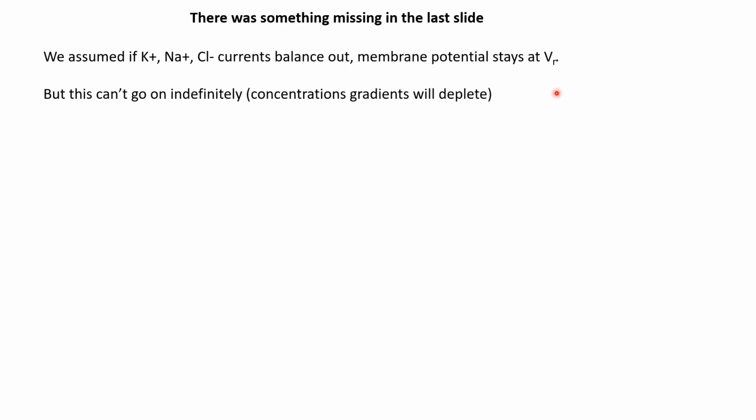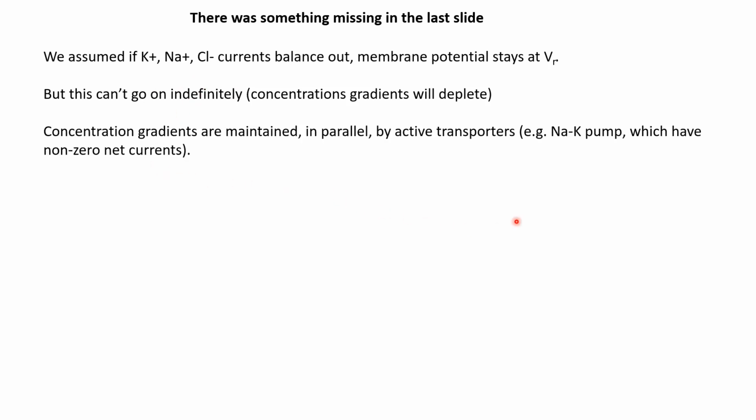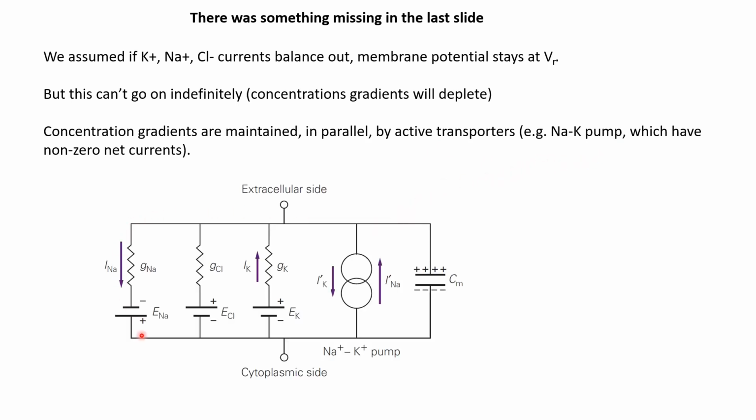And this situation cannot continue for too long because the concentrations of these ions will start to deplete eventually. We also know that there are active transporters on the membrane, such as the sodium-potassium exchange pump, which move the ions by consuming energy and maintain the gradients. And we have not taken these pumps into account yet. So in a real piece of membrane, we not only have these channels, but we also have the pumps. And these pumps are also carrying ions, so they also contribute currents.